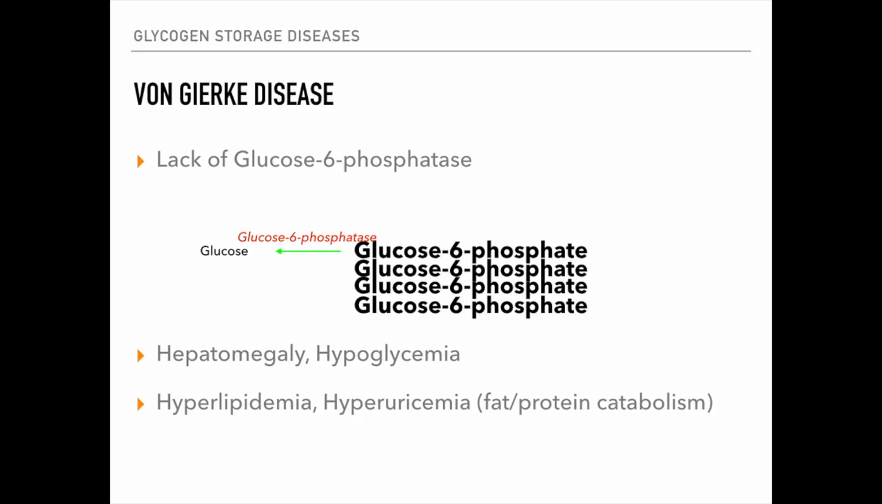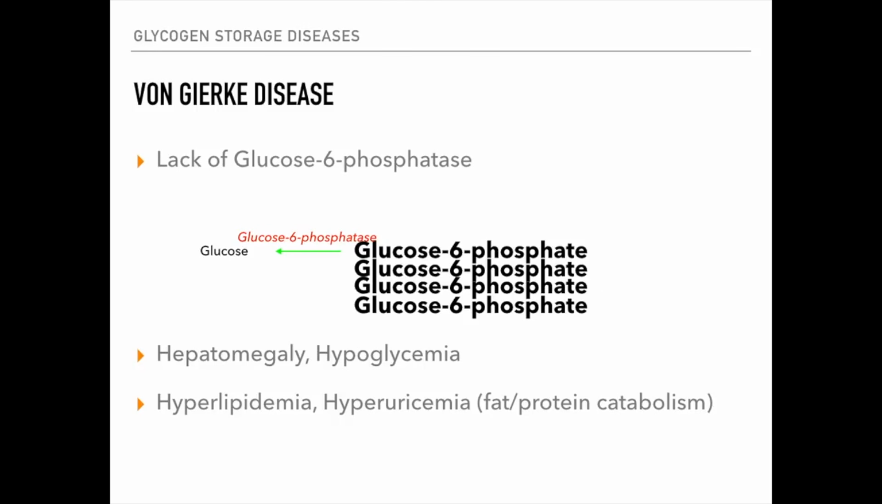So to summarize, von Gierke disease is a lack of glucose 6-phosphatase, which causes an elevation of glucose 6-phosphate accumulating in the liver, causing big liver, also known as hepatomegaly, causing hypoglycemia because it can't be turned into free glucose, and causing high levels of fat and uric acid in the body because you have to go through the fat and protein catabolism pathways in order to get your energy.